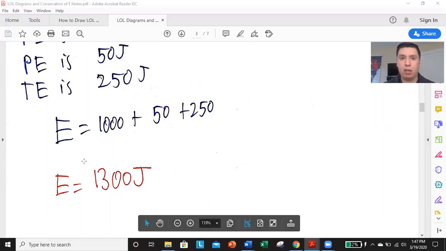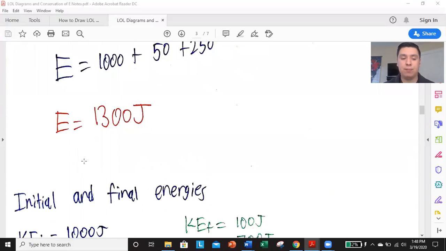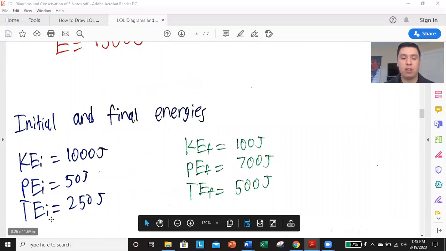So that's pretty simple, but now let's do it in terms of an initial energy and a final energy. So I have these cases. The initial energies I have here, I put the same energies as before, 1,000, 50, 250, and now I have final energies with KE is 100, PE is 700, and TE is 500. There's something you should notice between these two energies. Just a hint, it's based on their sum. So let me give you a few seconds to look through that to see what you notice, and then I'll go through it together.